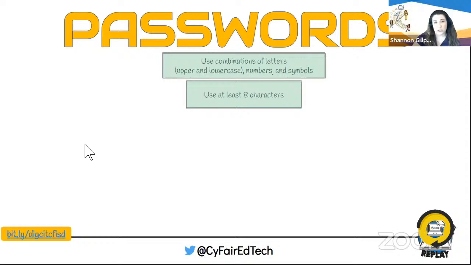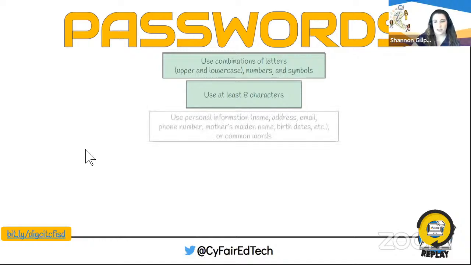And most companies that require you to set up an account or have a password have these things in place now, where you have to have a combination of letters, numbers, and symbols, and you have to have at least 8 characters. And even in Cypher, for our student passwords, those are the requirements that you have to meet whenever you set up your school password. So definitely those are 2 ways to make strong passwords.